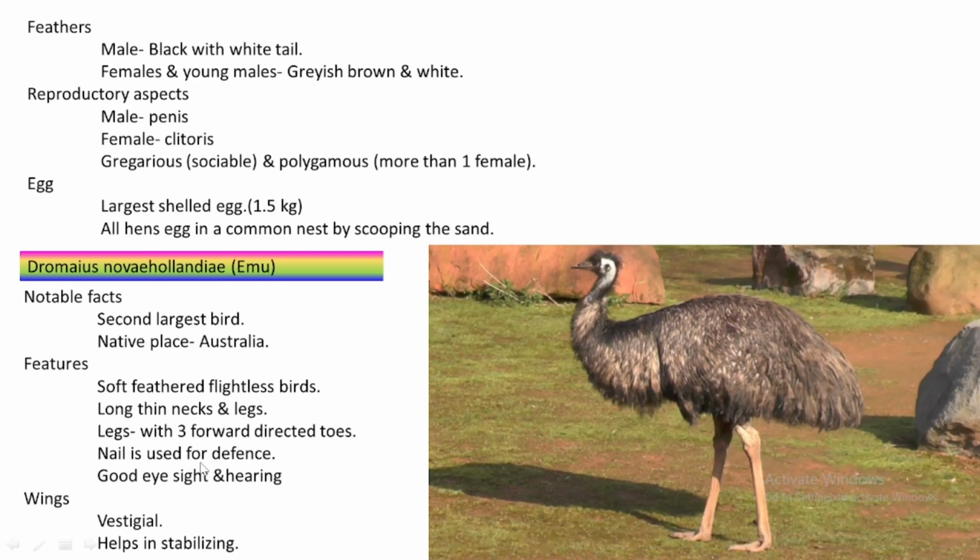A nail is present. It is used for defense. They have very good vision, good eyesight and hearing. Wings are present, but they are vestigial. There is no use of wings for that bird. It only helps the bird for stabilizing.